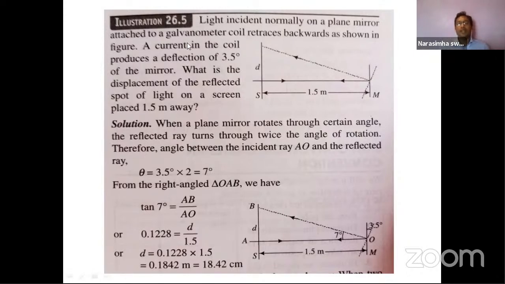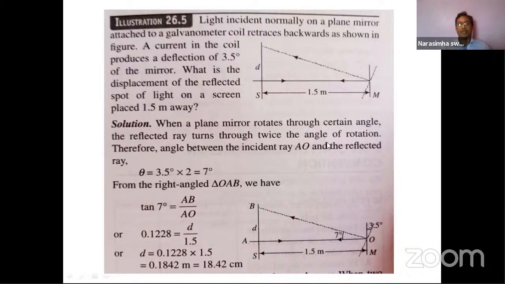But here, the light is incident normally on the plane mirror attached to a galvanometer and retraces backward, as shown in the figure. Observe this, going there and coming back. And the current in the coil produces a deflection of 3.5 degrees. The deflection is given. So what is the displacement? They have given the angle.